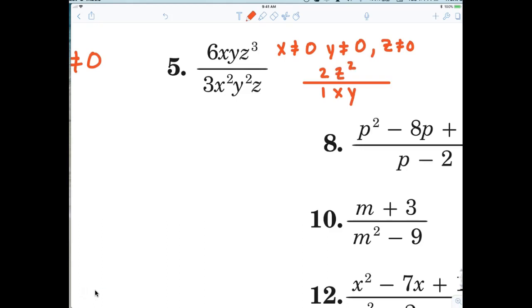Because it's a bigger number on top. How many z's are on the top? How many on the bottom? Right here, right? Look. So you cross out. So you're left with 2 on the top. All right?